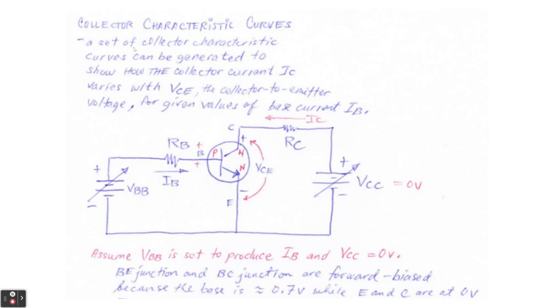Again, this is a group of collector characteristic curves that we can produce just to show how IC changes with VCE. That's why we have the VCE on the x-axis and the IC on the y-axis. And we make sure that the IB is given. We can change the IB and then we will be drawing the characteristic curves.